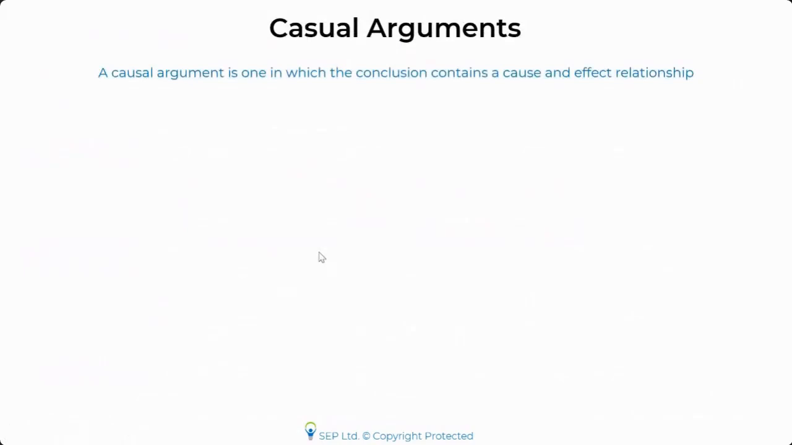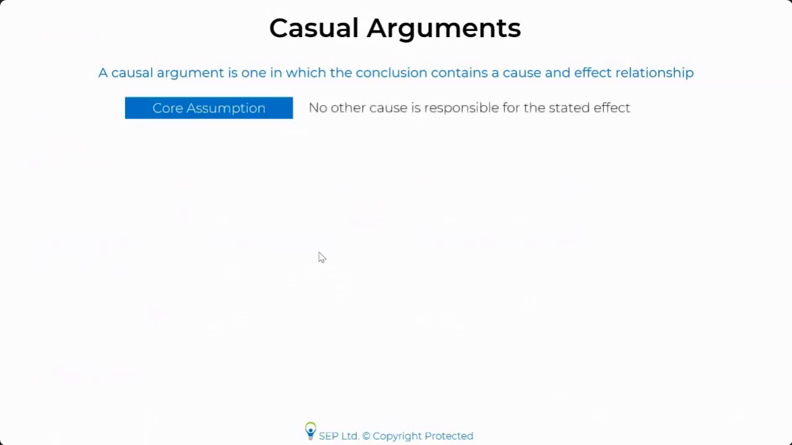So a causal argument is one, and you can copy down the framework, in which the conclusion contains a cause and effect relationship. So the core assumption is there is no other cause which is responsible for the stated effect, apart from those other two assumptions. Your framework will be, first you identify the causality. So for the sake of convenience, you can call your cause X and you can call your effect Y.